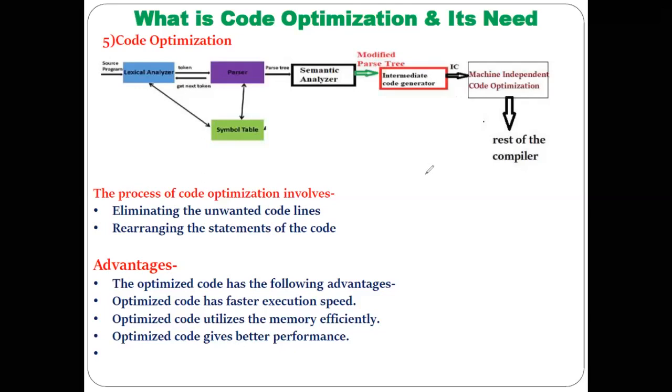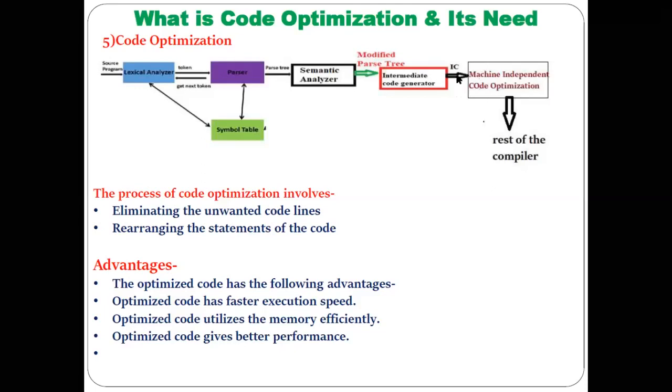Understood? So what is code optimization? It is nothing but modifying the existing intermediate code, changing it in such a way that the final meaning of the program does not change. And why are we making these changes? So that your program will execute faster and with less memory.